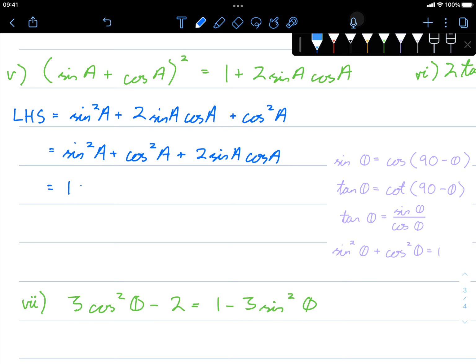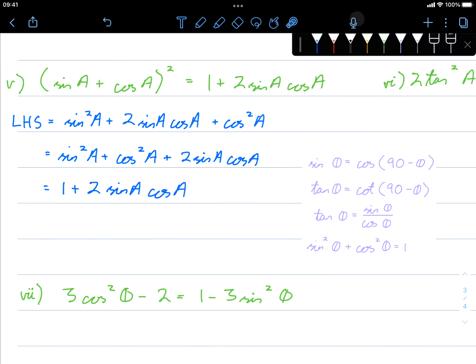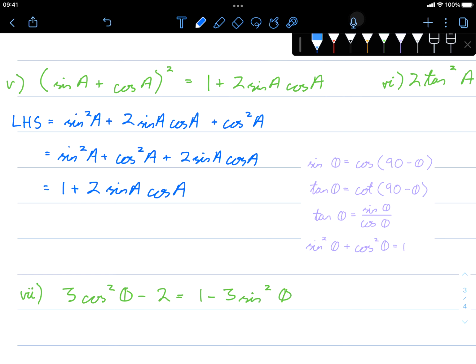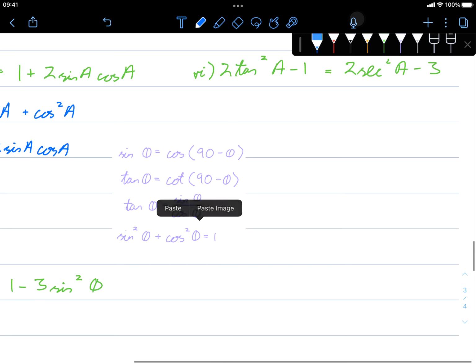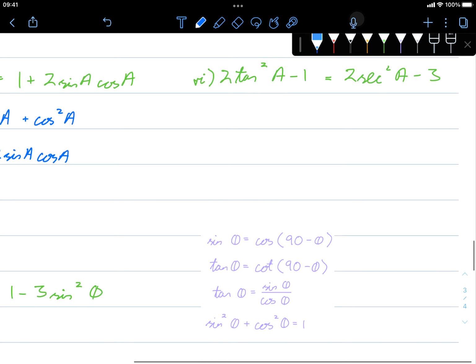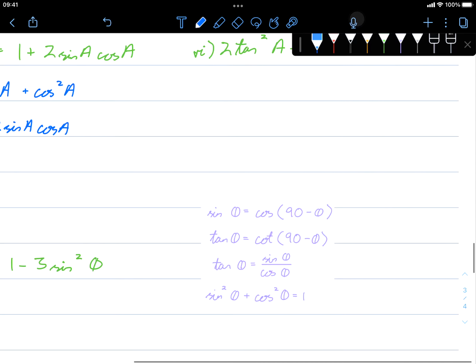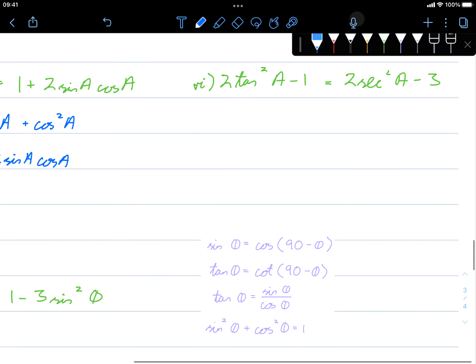So that becomes 1 plus 2 sine A cos A, and that there is equal to the right hand side. And there we have it. Let's move right along. Now at any point you can pause it and give this a go yourself, but here we go.